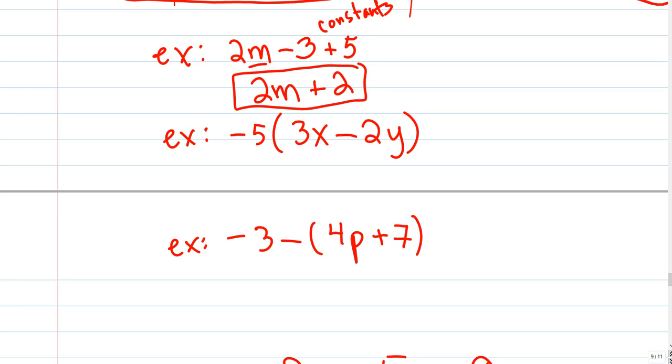Look at this next one. 3x minus 2y. Can I combine those? They both have one variable, but they are not the same. So I can't combine them, so I can't simplify it. No, that's not true. We do know how to simplify this from the previous section. I can take that negative 5 now, and I can, what's the D word?